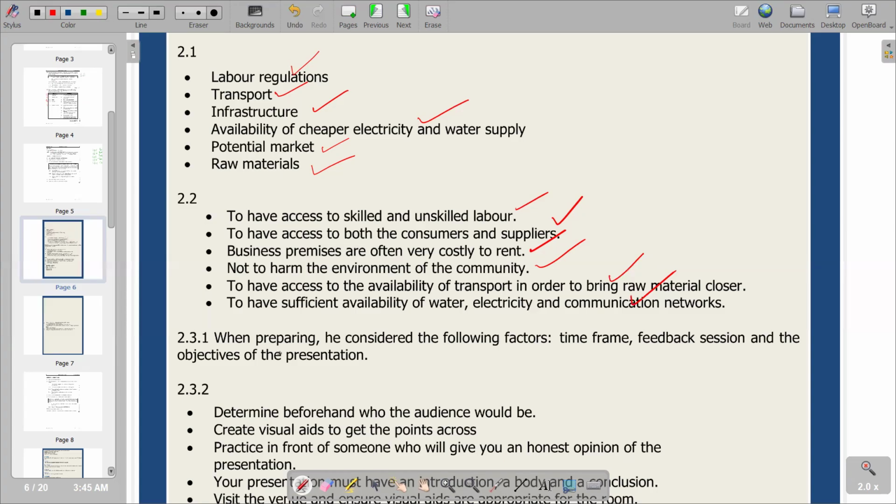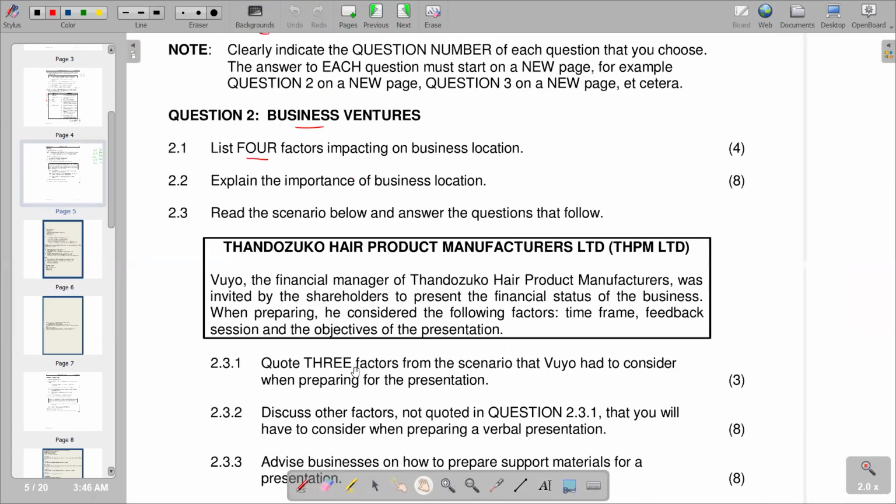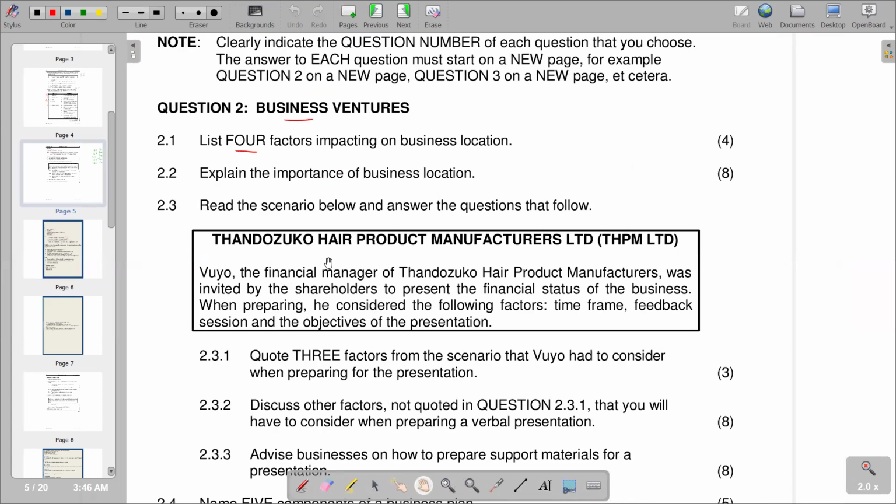Then we go to the next question that we have, which is now saying 2.3.1, and please read the scenario below and answer the question that follows. So you are given an exercise there of Tando Zuko Hair Product Manufacturers Limited, which is THPM Limited. Then it reads: Vuyo, the financial manager of Tando Zuko Hair Product Manufacturers, was invited by the shareholders to present the financial status of the business. When preparing, he considered the following factors: time frame, feedback session, and the objectives of the presentation.